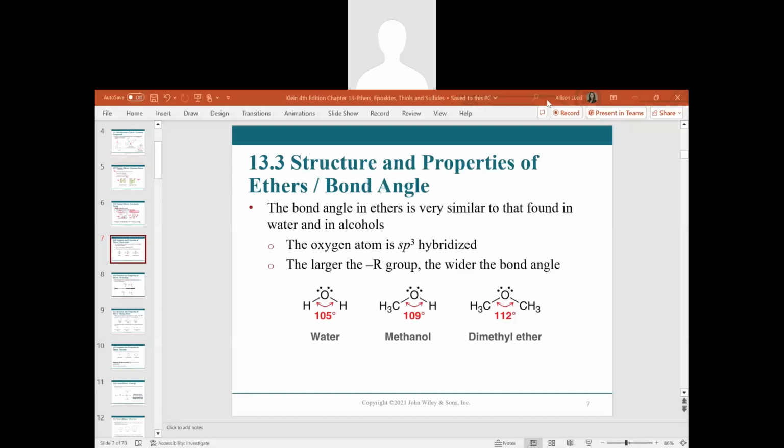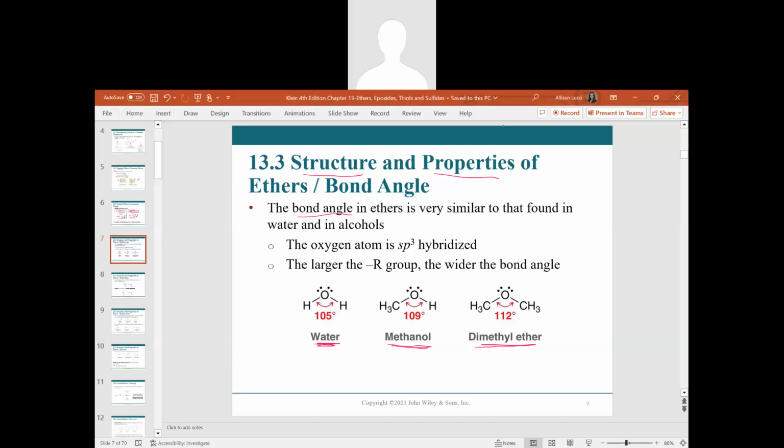In section 13.3, we're going to begin a discussion of both the structure and properties of ethers. So the first thing that we'll take a look at here is the bond angle that results in an ether. We're told that it's very similar to that found in a water molecule, which has about that 105-degree bond angle. And then we have this interior bond angle here for our methanol is around 109. And then we can see that our dimethyl ether would have a bond angle around 112 degrees.